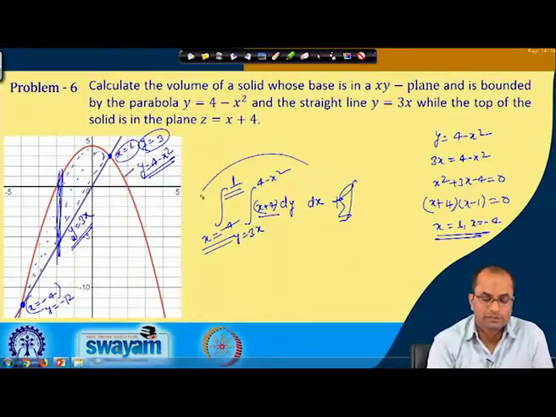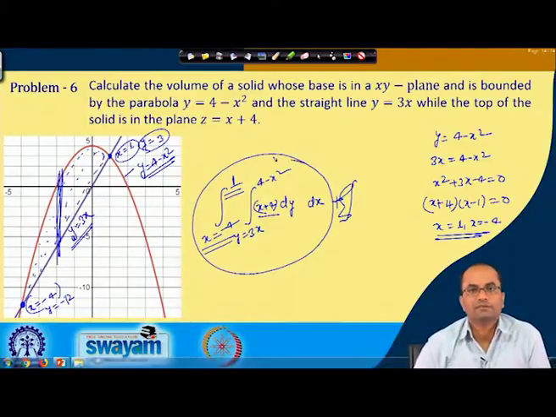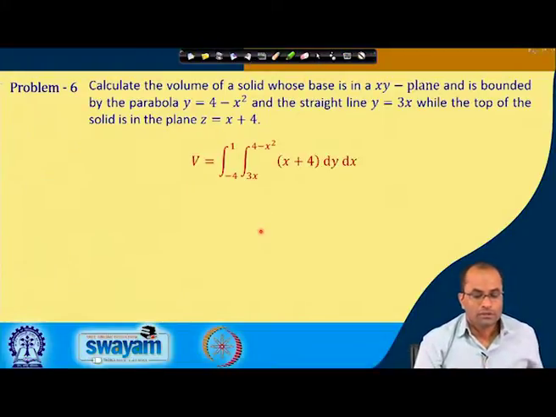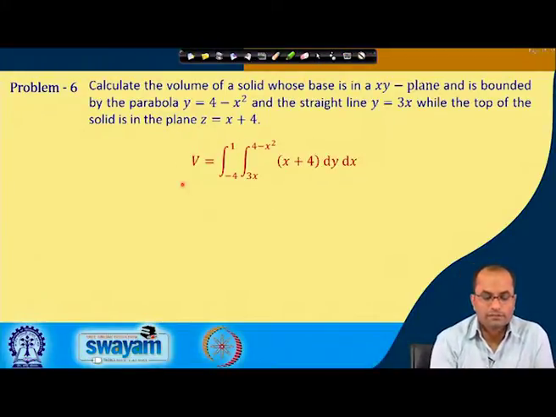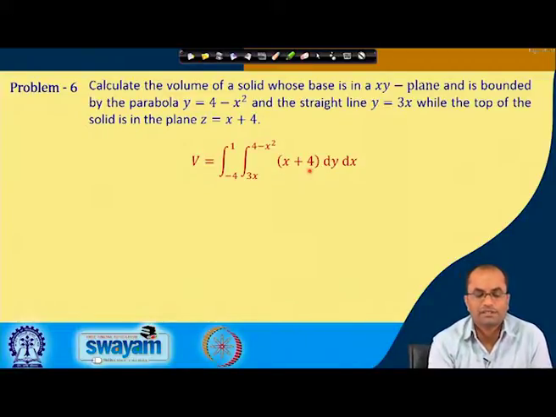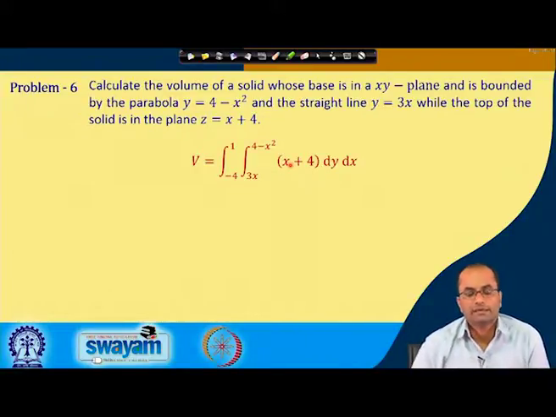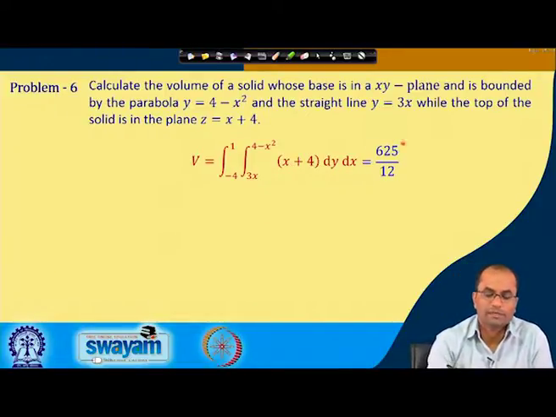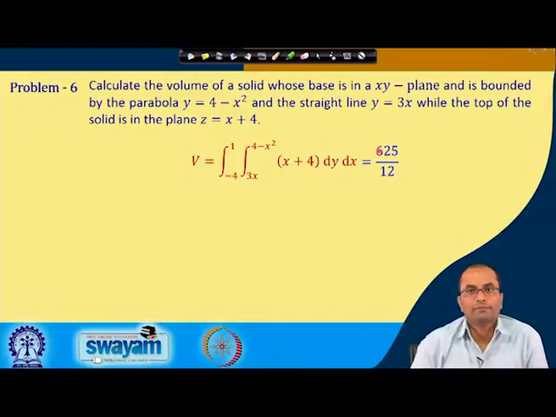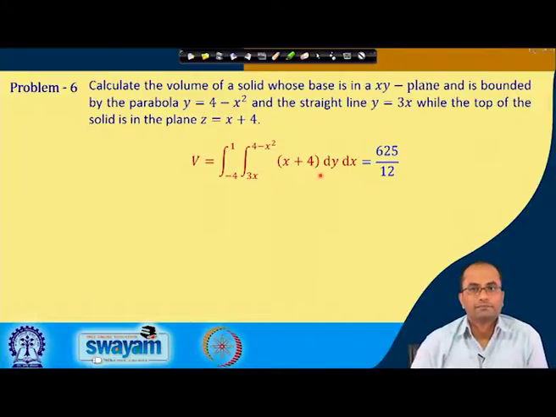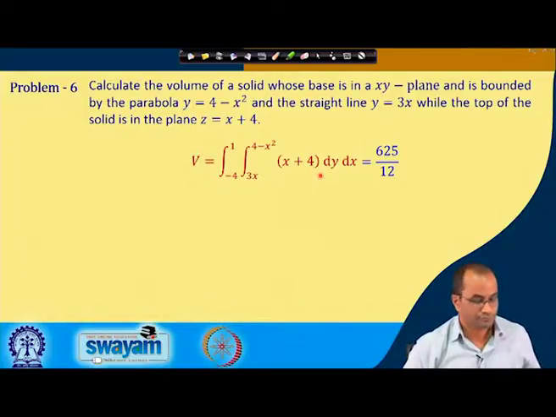So, we need to just integrate the simple integral to get the values. In this case this is the volume in terms of the double integral, which is a simple integrand we can integrate, and after the calculations the value comes out as 625 by 12. It is a simple integral, one can easily compute.